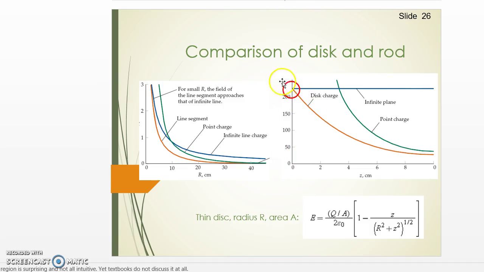So here's the key difference. I've circled it in red there. For a disk, the maximum field is finite, right up against the disk. And this is something that none of the textbooks discuss, and it's quite in contrast to what happens with a charged rod, thin rod.